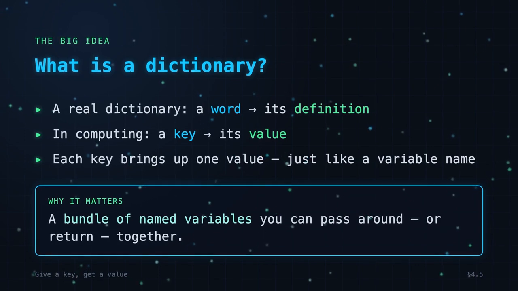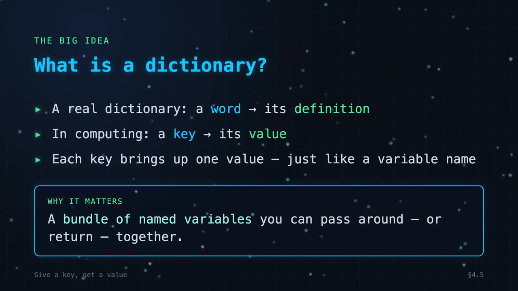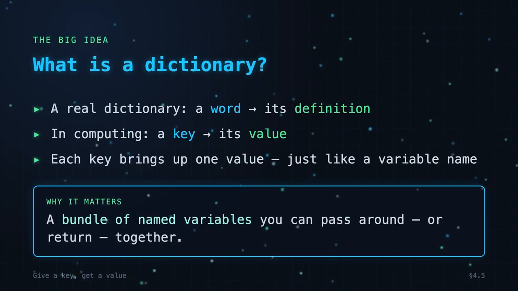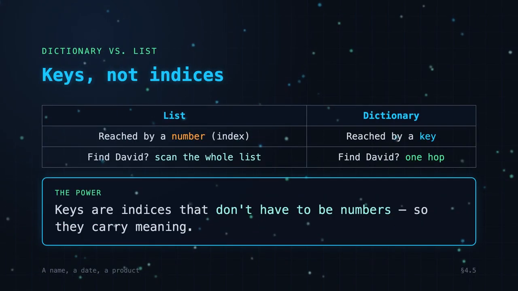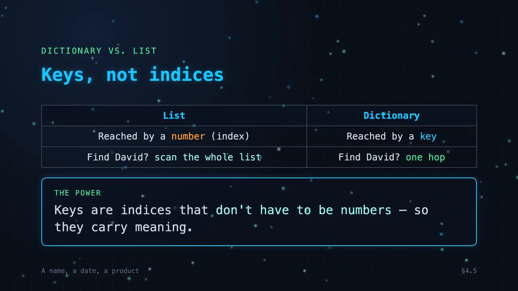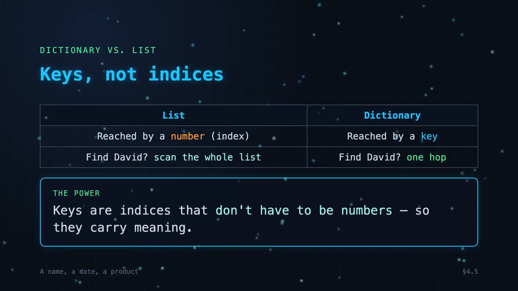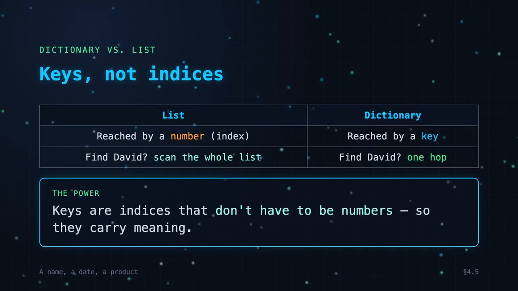So you can think of a dictionary as a bundle of named variables you can carry around together, and even return from a function all at once. How is this different from a list? A list also holds many values, but you reach them by a number, the index. Give me the 7th item.